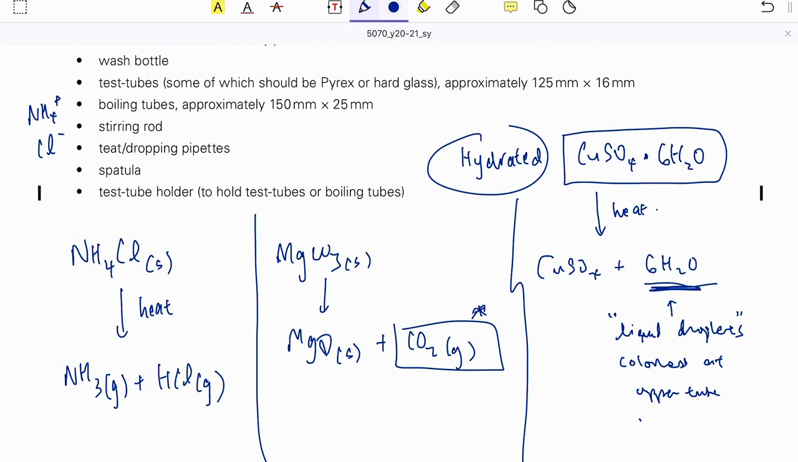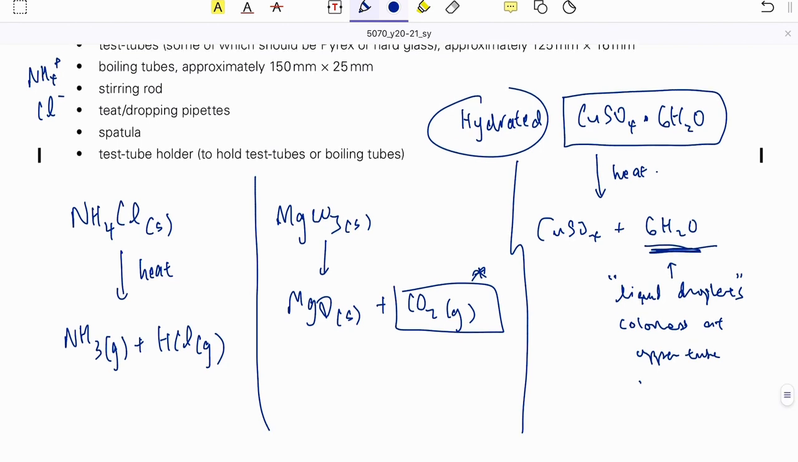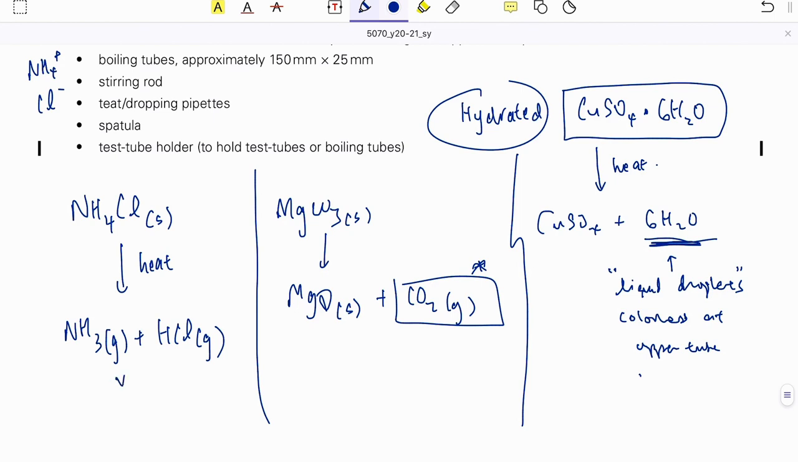When you heat it in a boiling tube, it will give off ammonia and HCl gas. The thing with these two gases, they will vaporize, right? So they go up your test tube. So when they cool down at the upper part of your test tube, what will you see? You might see some white solid forms at the upper part of the tube.